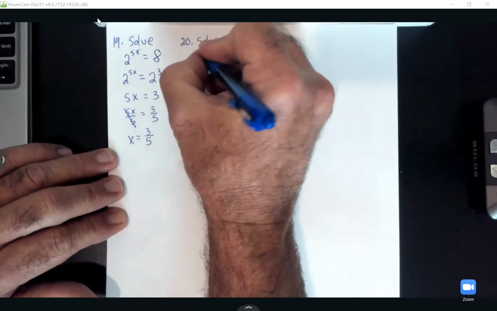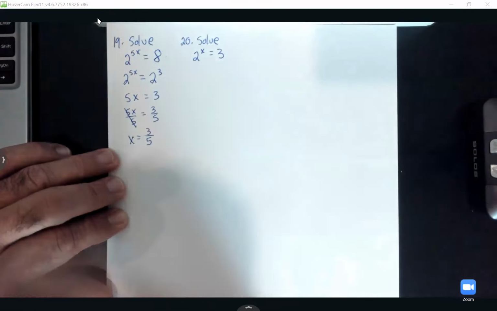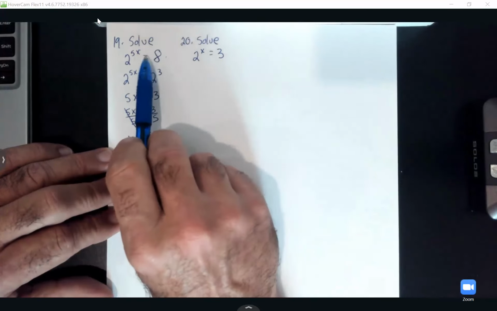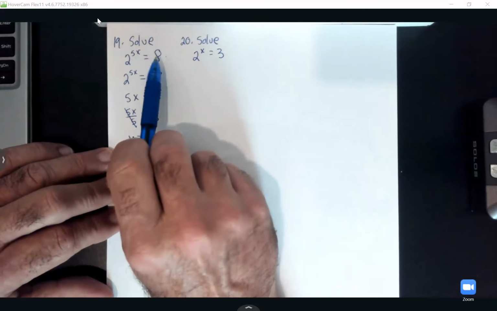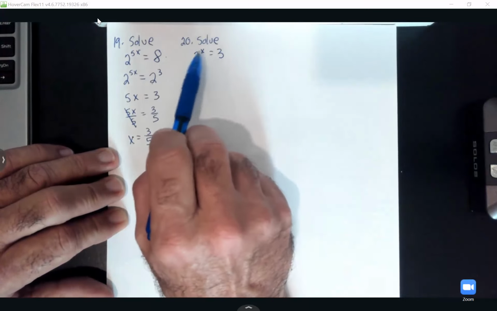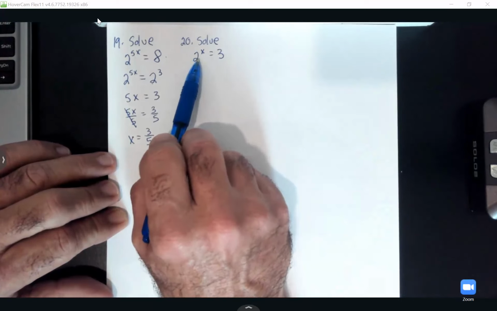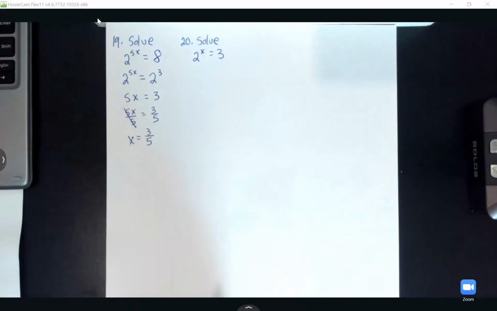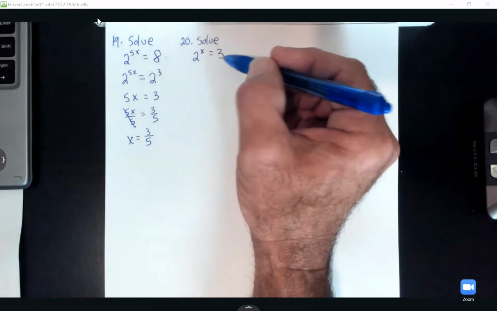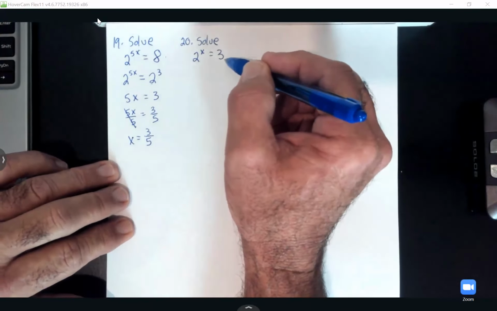Now, 20 is also going to be exponential. But the difference in number 20 and number 19 is on number 20, I cannot rewrite this number using a base of 2. Because 2 to the first power is 2. If I multiply 2 times 2, I get 4. So no way to take a 2 and turn it into a 3.